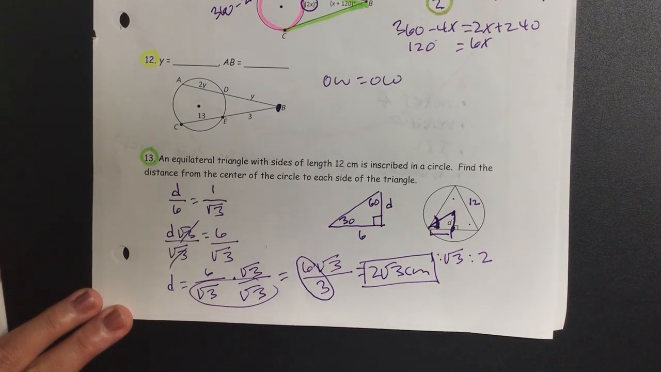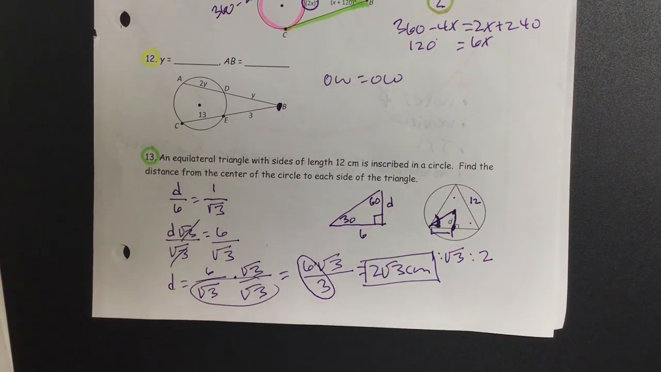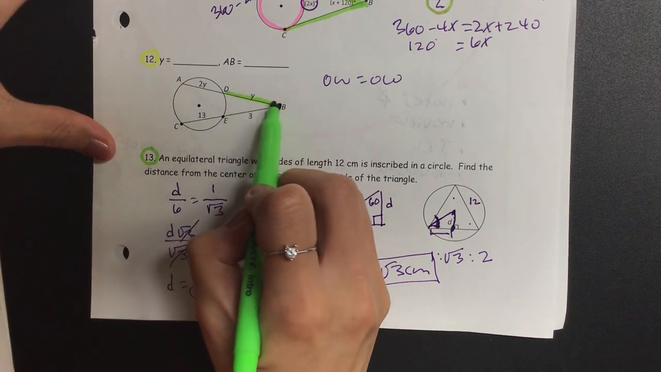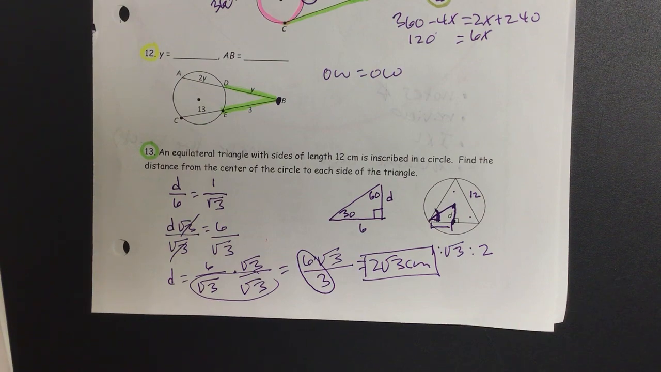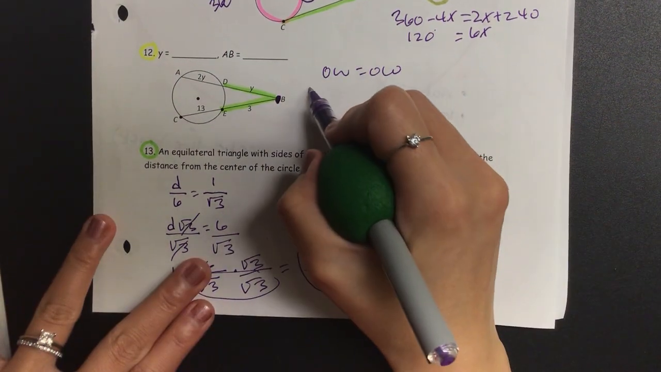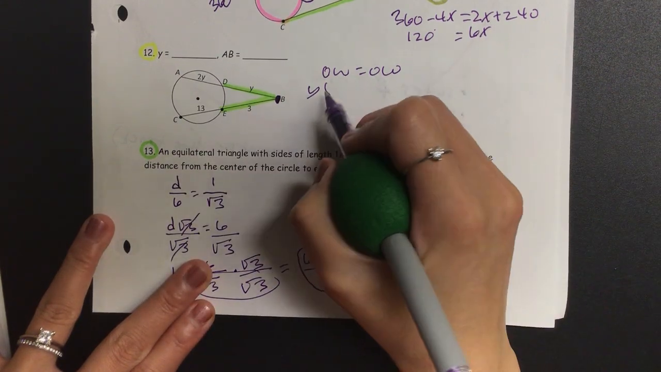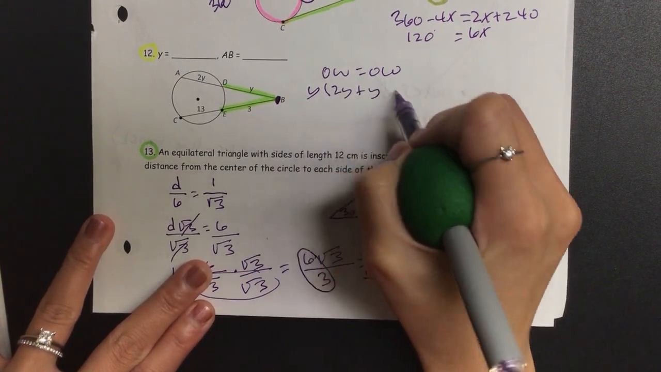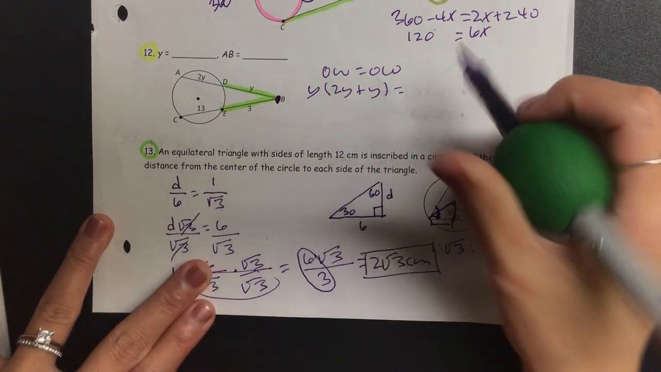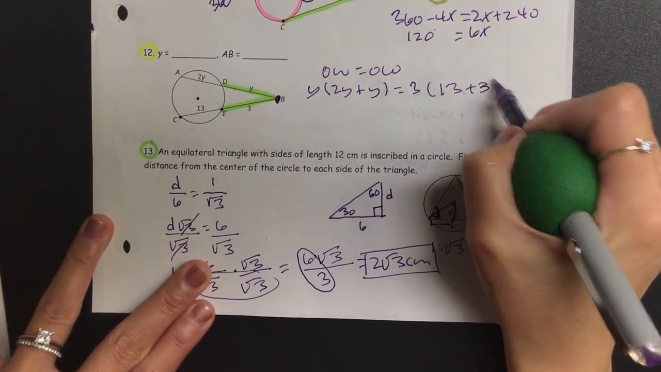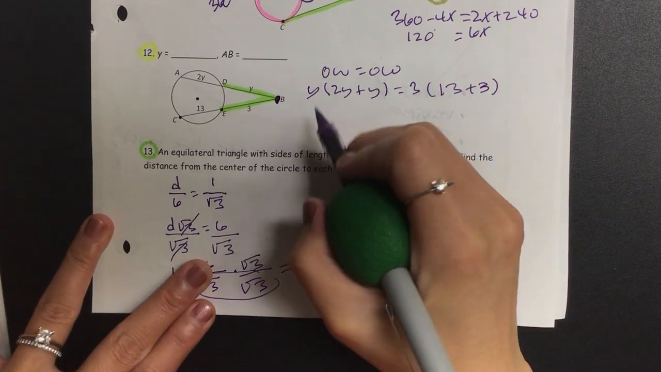This is a review. O stands for the outside. So I think I want to go ahead and highlight the outside pieces first. My outside in my segment AB is y. And W stands for the whole thing. So we have 2y plus the y, 2y plus the y. And on the bottom, outside is number 3. Together is 13 plus 3. And yes, you can combine them already if you want to.